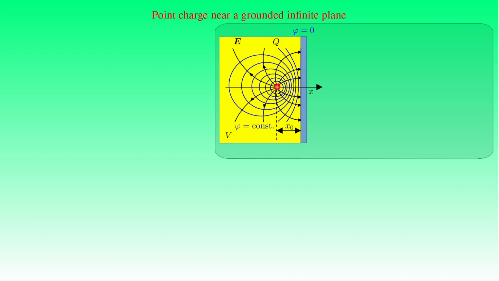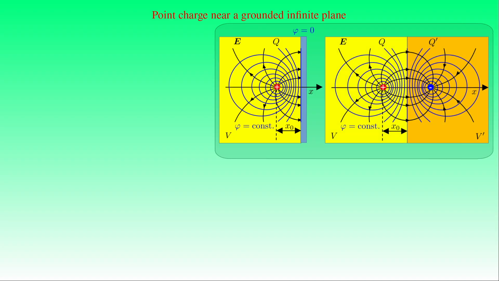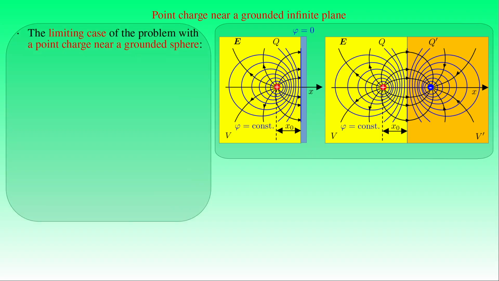As in the previous problem with the grounded sphere, we apply the method of images by dropping the boundary condition and supplementing the volume of interest with the volume V' enclosing the image charge Q' located on the x-axis. This problem can be considered as the limiting case of the previous one, where the radius R of the grounded sphere tends to infinity, and the distance x sub plus of the point charge Q from the center of the sphere also becomes infinite. Then the relation stating that distance x sub plus is equal to the distance x naught plus the radius R still holds.